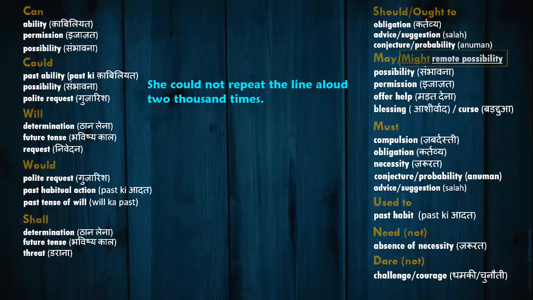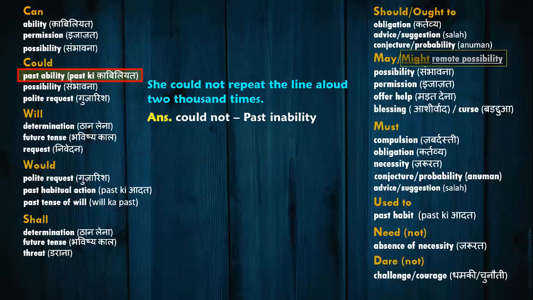Is it a possibility? Is it that she is possible to read or repeat the lines aloud? No, it's not showing me the possibility. Is it showing me the request? No. Then, yes, it's showing me the inability of the person. She is unable to repeat the line aloud 2000 times. What if I read this way? Exactly. This is how it is going to help me find the function. Hence, could not becomes your past inability.